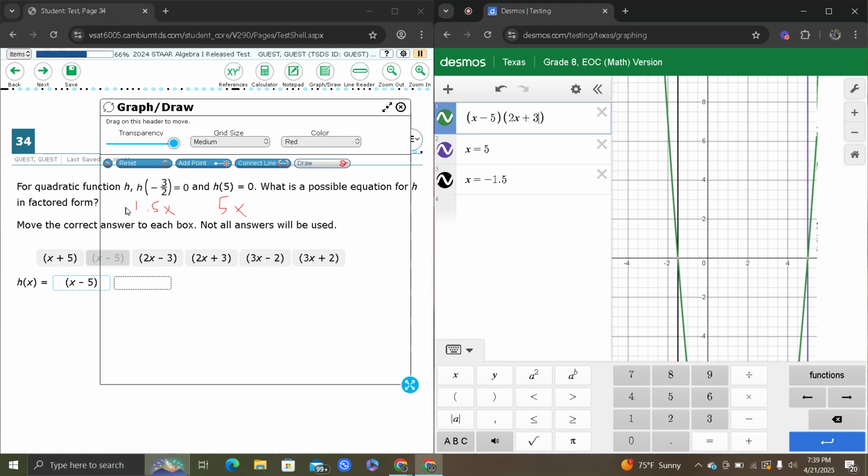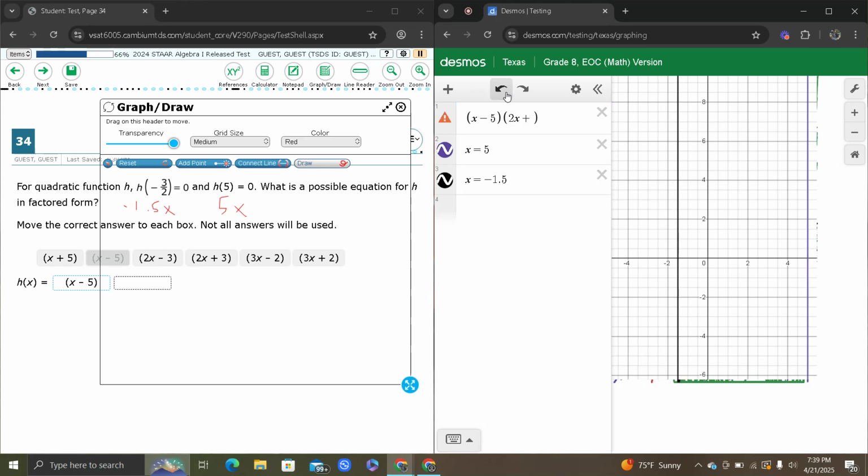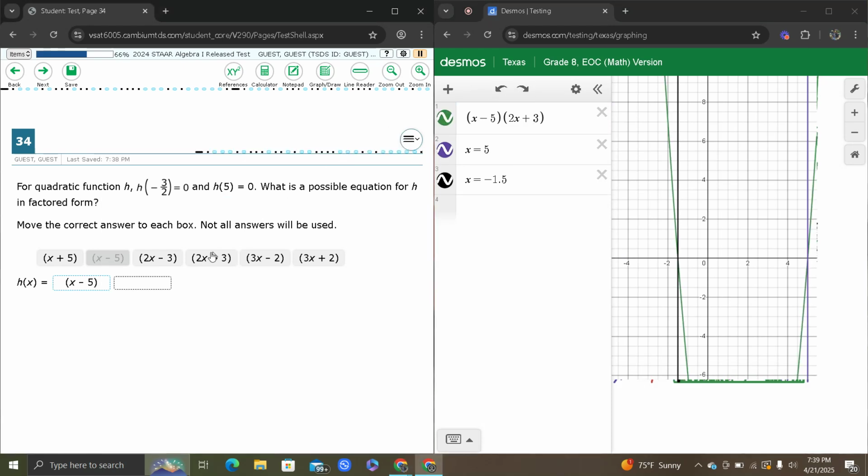And I made the mistake of not making this a minus, but yeah. So these are your two factors. X is equal to 5, and x is equal to -1.5. And then, if we go back, that'll be 2x plus 3. So it'll be 2x plus 3 and x minus 5.